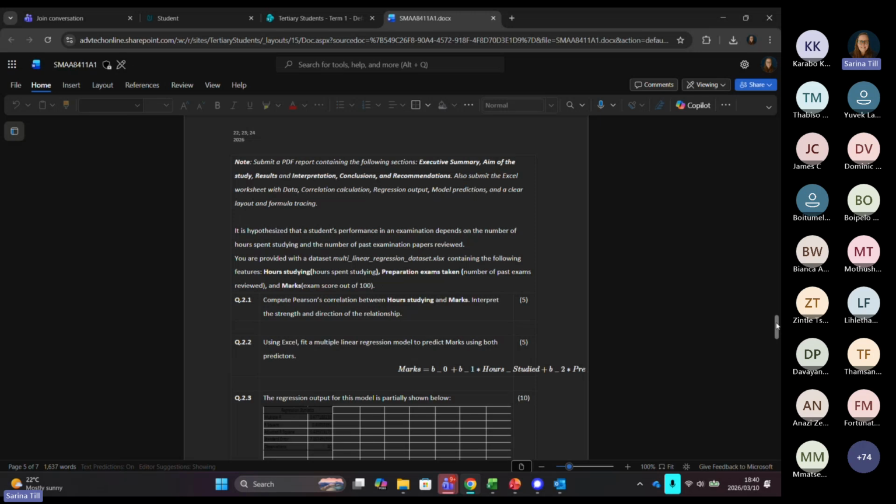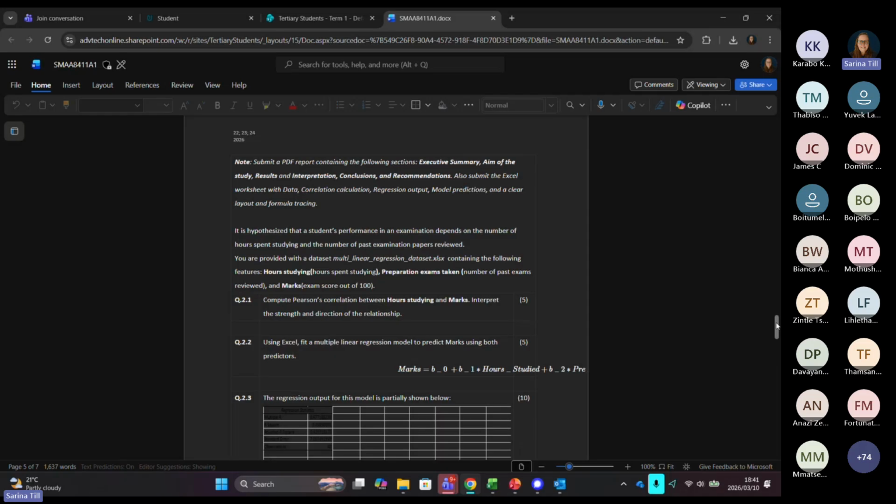The question says it's hypothesized that a student's performance in an examination depends on the number of hours spent studying and the number of past examination papers reviewed. You are provided with a multilinear regression dataset, which is what we did in the last class, containing the following features: hours studying, preparation exams taken, so just 2 features, and marks out of 100. If they ask you to compute Pearson's correlation, for hours studying and marks, that's for free. That's just the CORREL function.